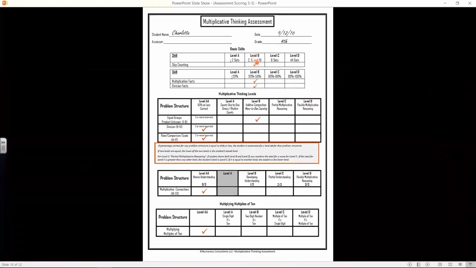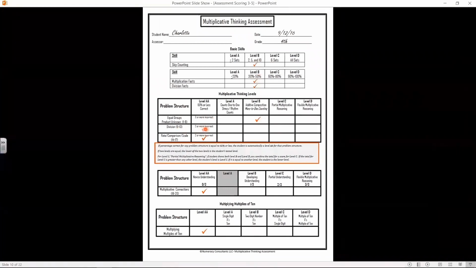So if we take a look here, we already had her skip counting was a level B, her multiplication division facts were level B. She was a level B for her equal groups. Her division, she was a level AA. And remember, when you go through, it'll tell you, okay, if they get 2 or more incorrect, they automatically are a level AA for division. And if they get 2 or more incorrect on rate comparison, they're automatically a level A.